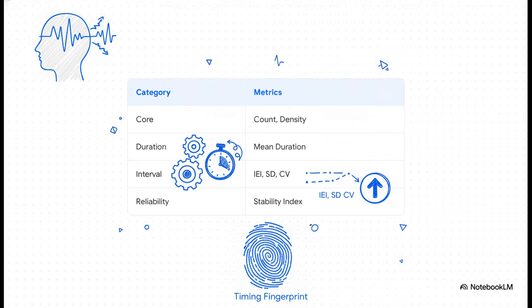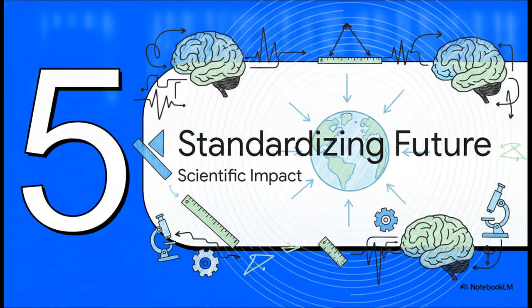The software groups these metrics intelligently to build a comprehensive profile. For core counts, it calculates the raw event count and the overall event density over time. It deeply analyzes duration, specifically tracking the mean event duration. It also meticulously measures the intervals between these events, tracking the mean inter-event interval alongside its standard deviation and coefficient of variation. Finally, it scores the overall reliability of the signal with a distinct stability index. All of these nuanced metrics mathematically combine to create that precise, singular timing fingerprint that's completely unique to that specific recording. And that brings us to part 5, standardizing the future.